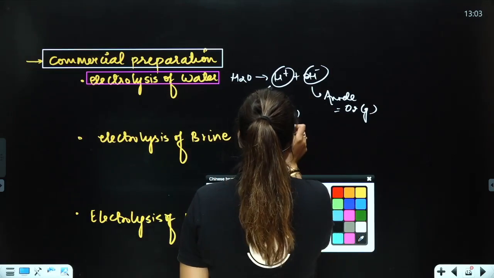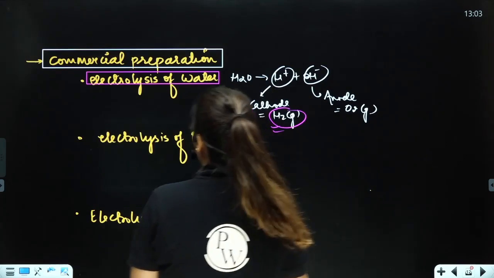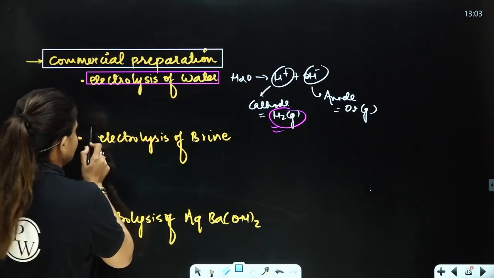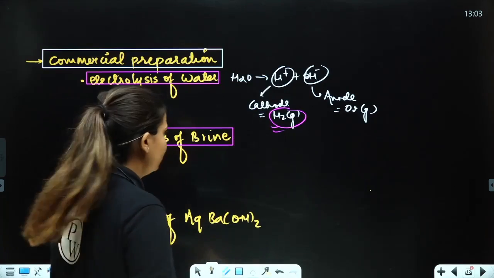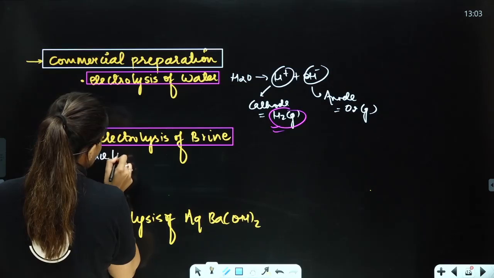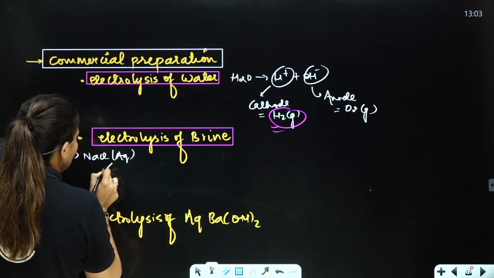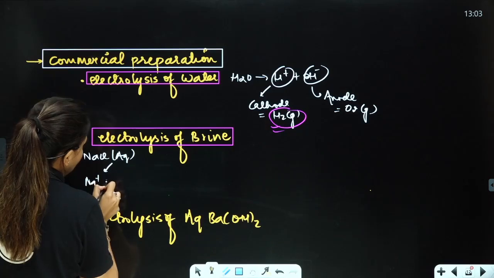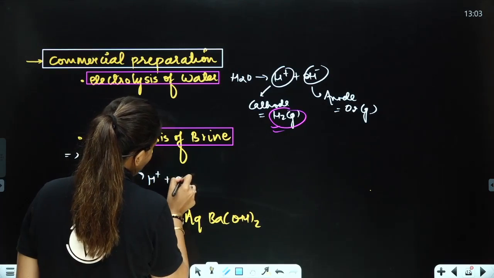So you can obtain it with the help of this also. In the case of NaCl, which is aqueous NaCl, brine, there also you can get your respective hydrogen gas. What is brine? Brine is simply NaCl solution which is aqueous. So if it is undergoing electrolysis, you are going to get Na+ plus Cl-, and you are going to get H+ plus OH-.